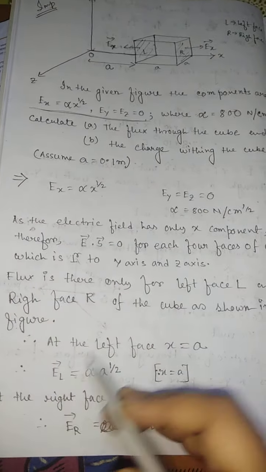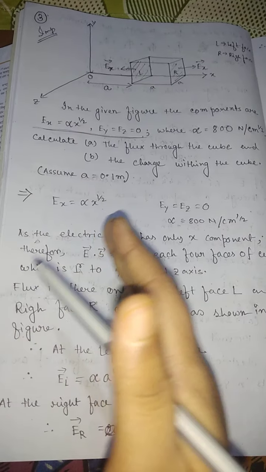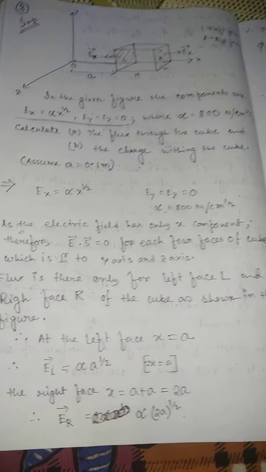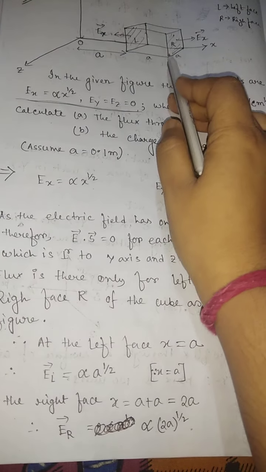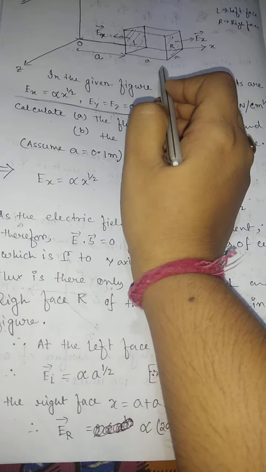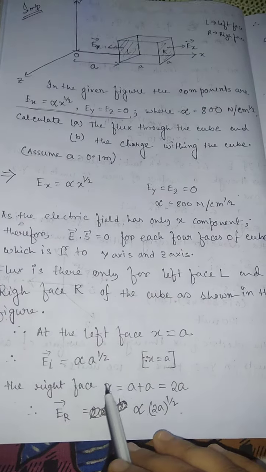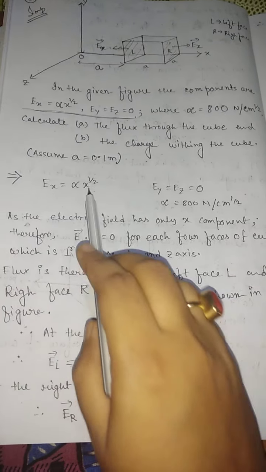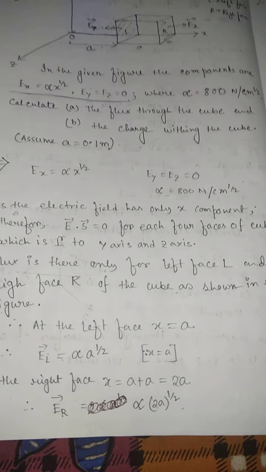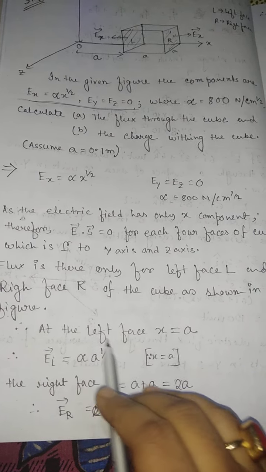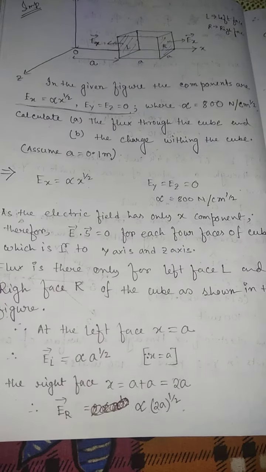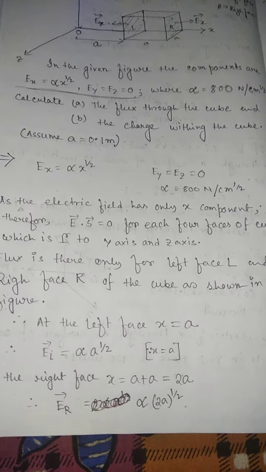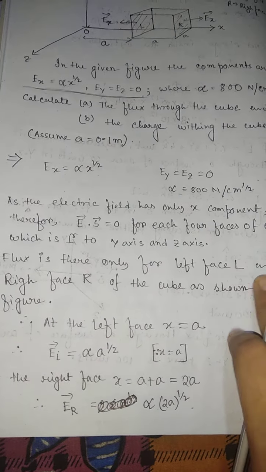So EL, because the left face is there, EL equals alpha a to the power half because x equals a. Now for the right face, this side is a and this side also a, so the total distance is 2a. So x equals a plus a, 2a. So ER equals alpha, in place of x we write 2a, to the power half. So we get the electric field equation for the left face and right face also. So we can easily find the electric flux through the left face and the right face.